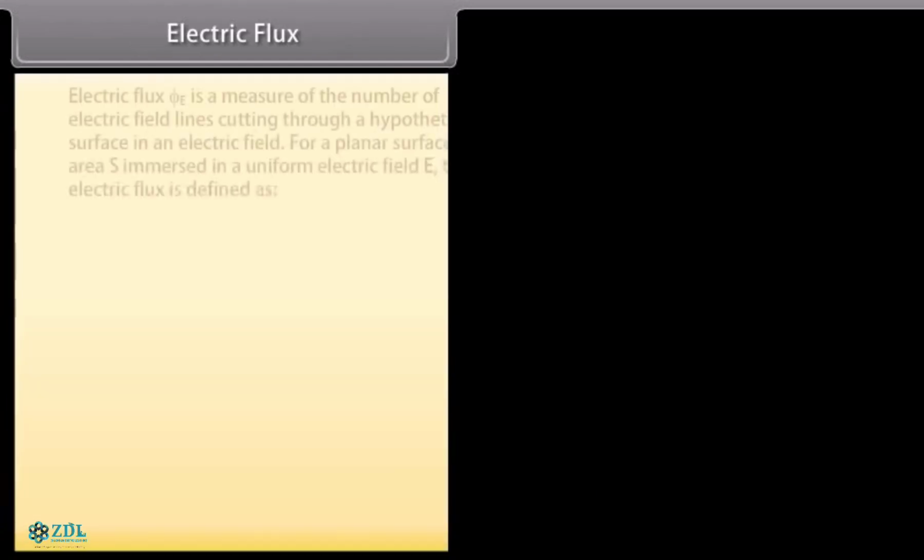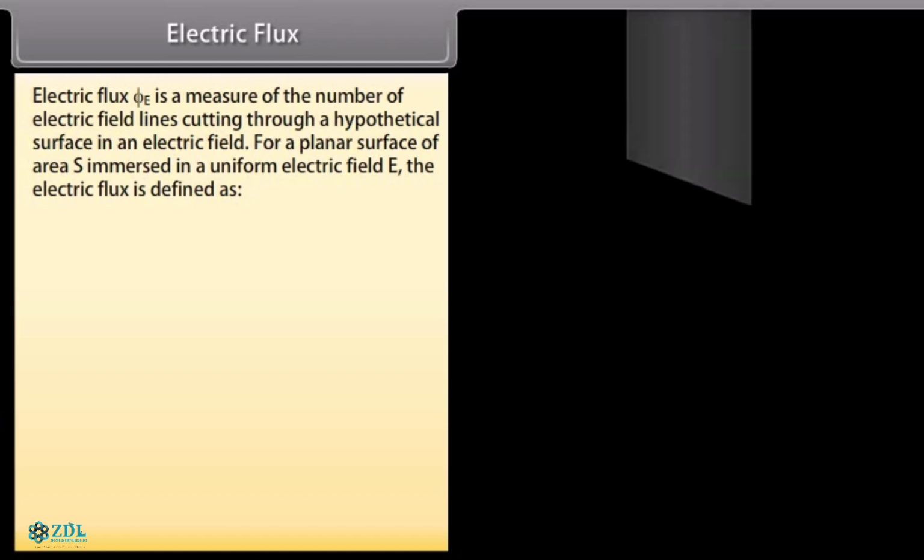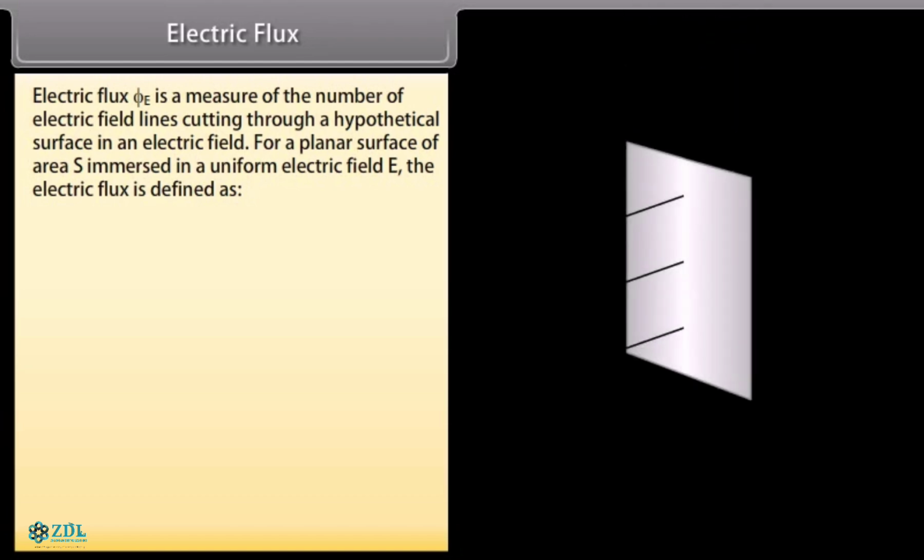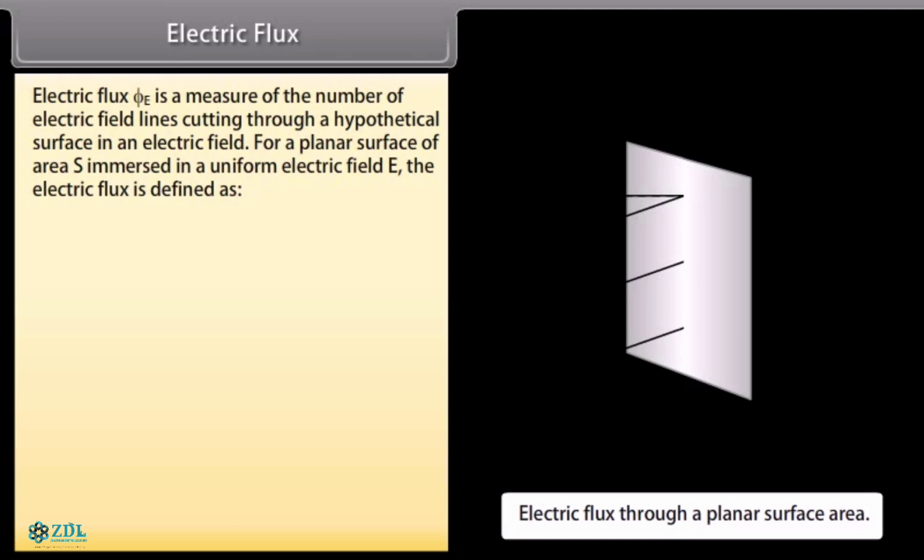Electric flux. Electric flux phi E is a measure of the number of electric field lines cutting through a hypothetical surface in an electric field. For a planar surface of area S immersed in a uniform electric field E, the electric flux is defined as phi E is equal to ES cos theta.